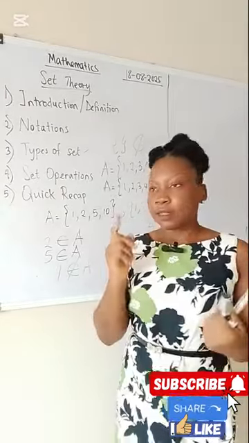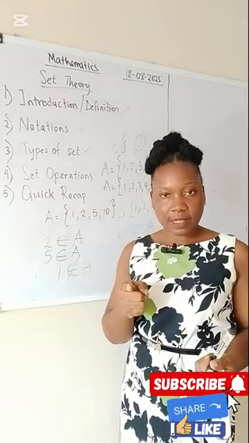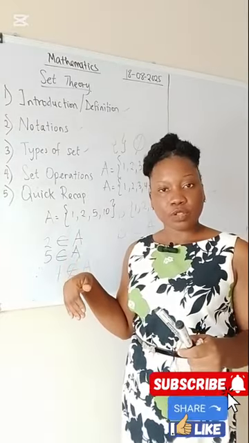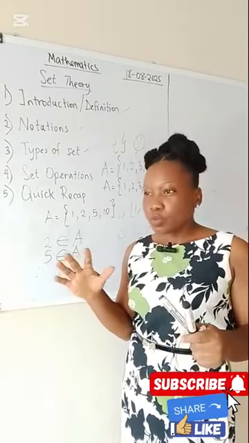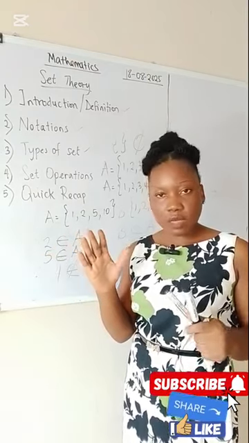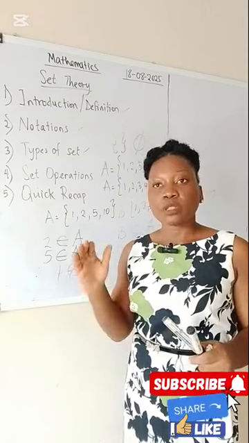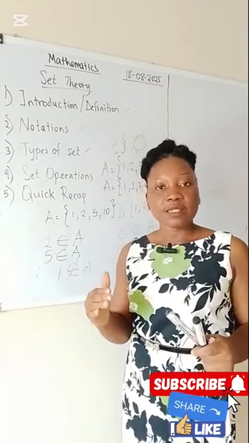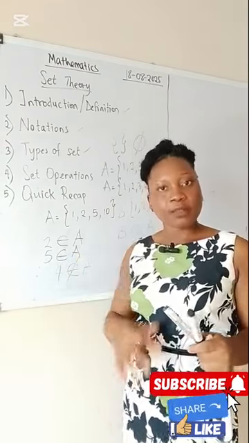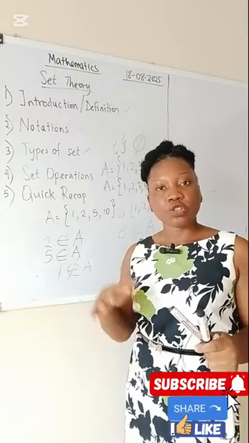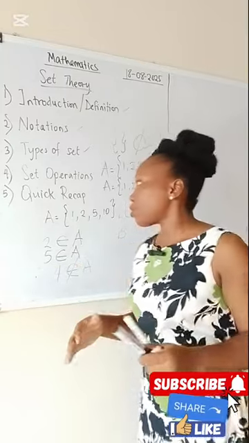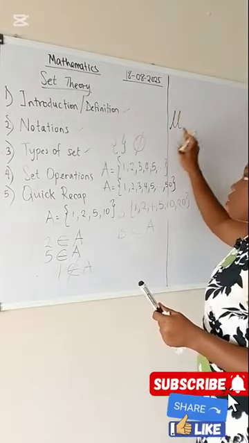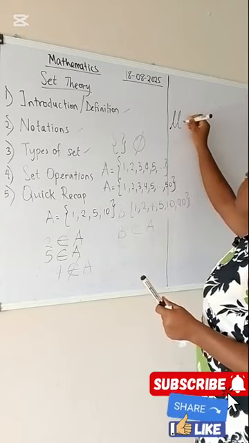Then we have the last type of set, which is the universal set. The universal set is a set that contains all the sets that are in question. A universal set is not one specific type of set, but given a particular question, the universal set is a set that contains every type of set that is within the question or within the topic you are referring to. For example, let's take the universal set, which is denoted using this symbol.